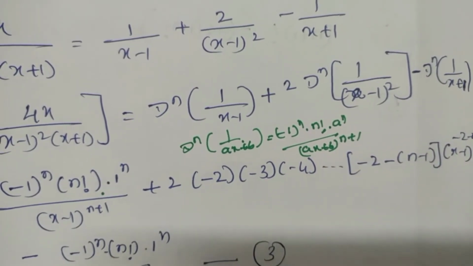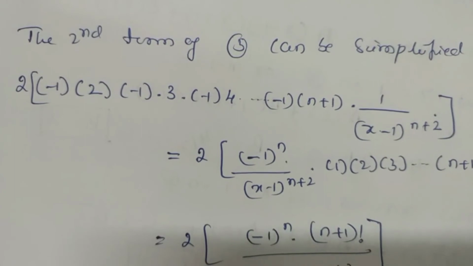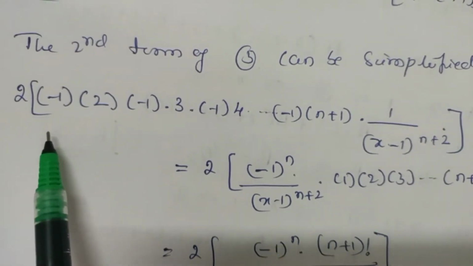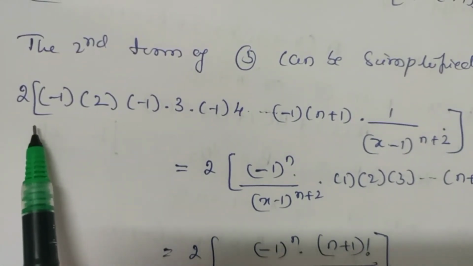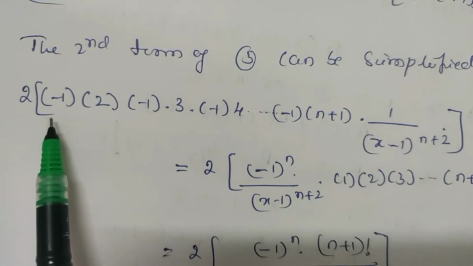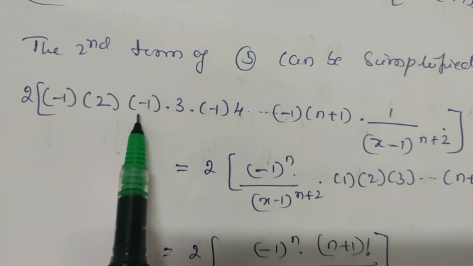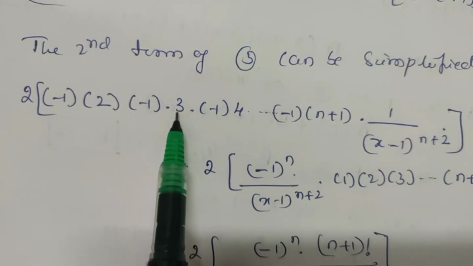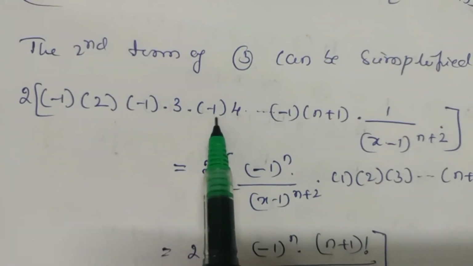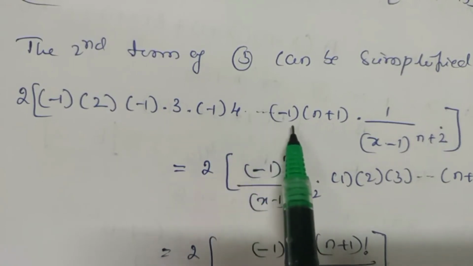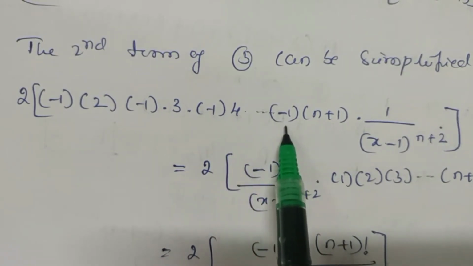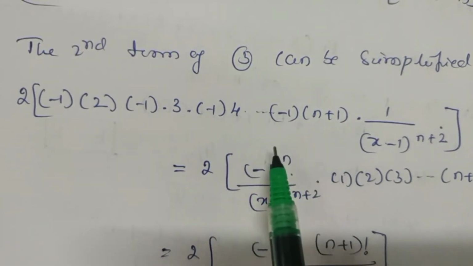We can simplify this one. Let us see the simplification of only the second term, that is 2 into, here the first term is minus 2, no? That I have written here as minus 1 into 2. And the second term is minus 3, that I have written as minus 1 into 3, because minus 1 into 3 is minus 3. And minus 4 is written as minus 1 into 4, etc. up to the last term, minus 1 into n plus 1.